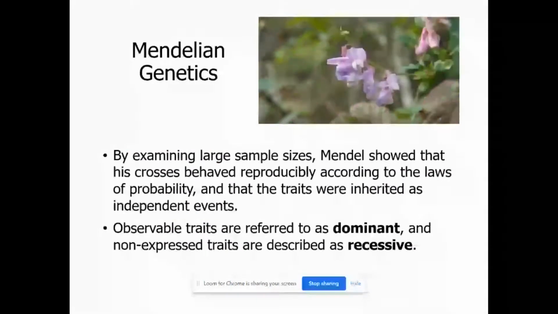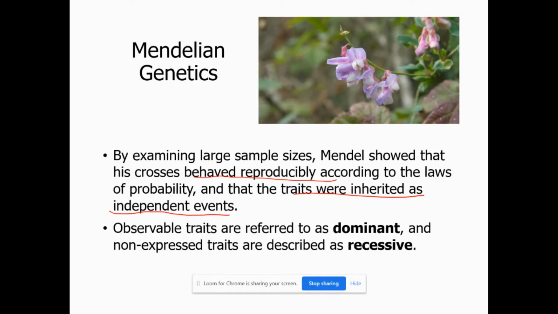By examining large sample sizes, like I said, 1,000, and really just for this experiment, and he probably performed many experiments because he showed that his crosses behaved reproducibly. So every time he did experiments, he did over 1,000 plants, he would observe similar results every time. Every time there's about a 3-to-1 ratio for the F2 generation. The traits are inherited as independent events.